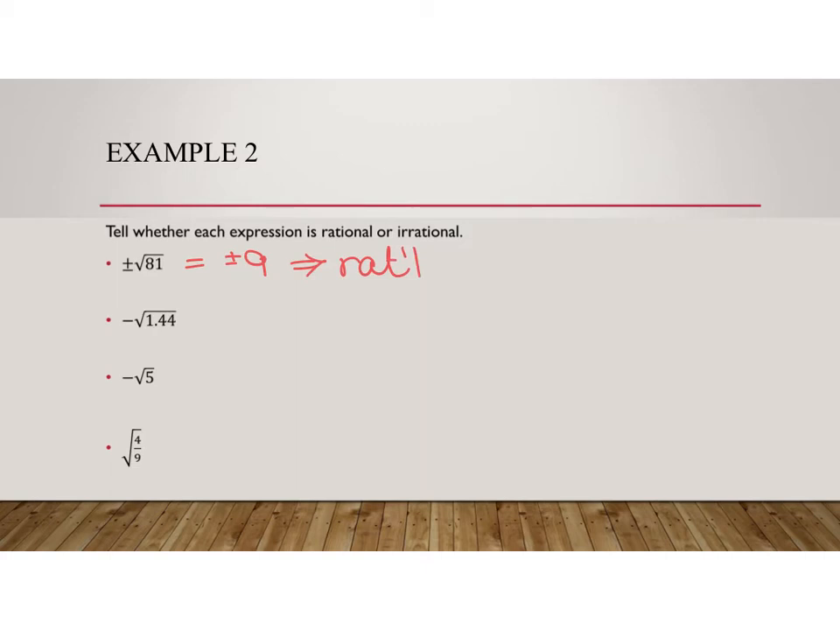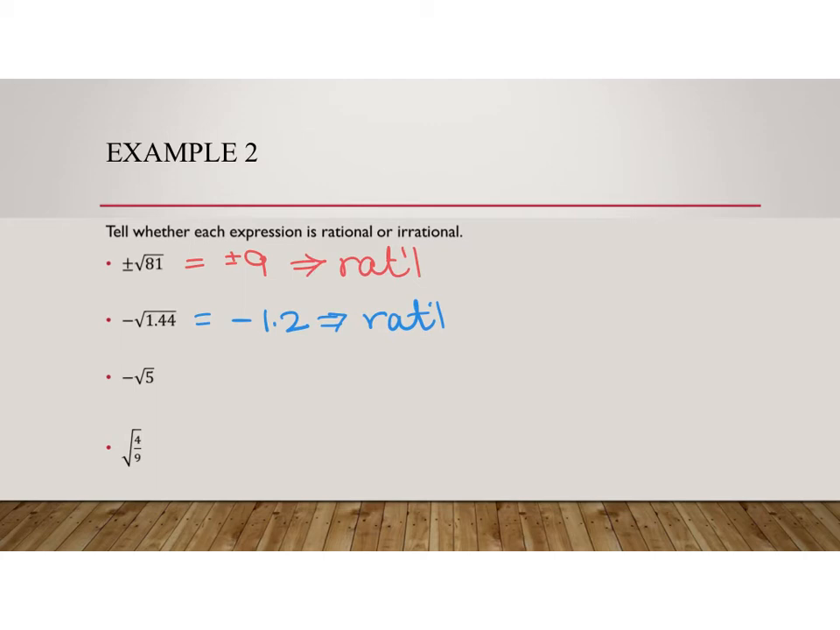Now for the next part, I have the negative square root is all that I'm interested in. And 1.44 is actually very similar to 144. Now I've done this enough to know that 144, if I take the square root of that, it's really 12. So if I take the square root of 1.44, I actually end up with 1.2. And again, this here is a rational number because it terminates.